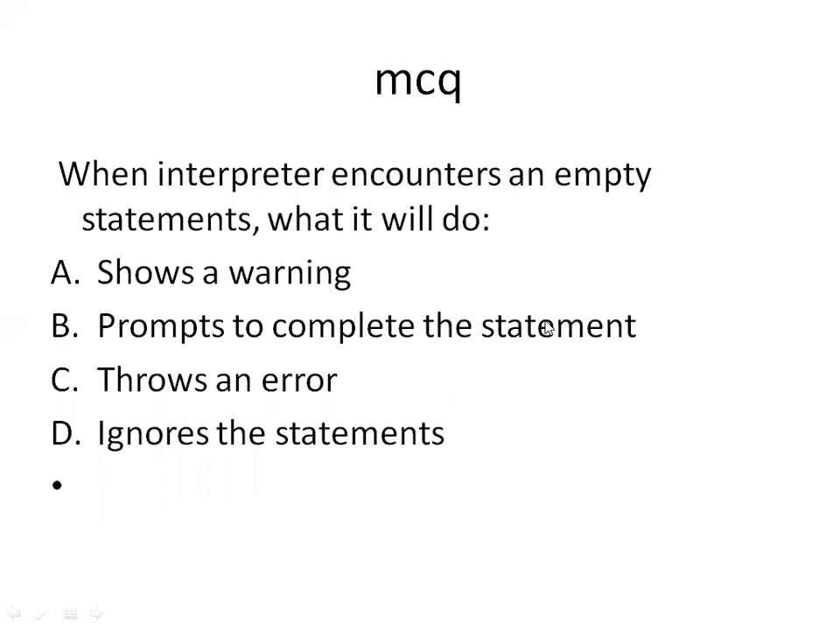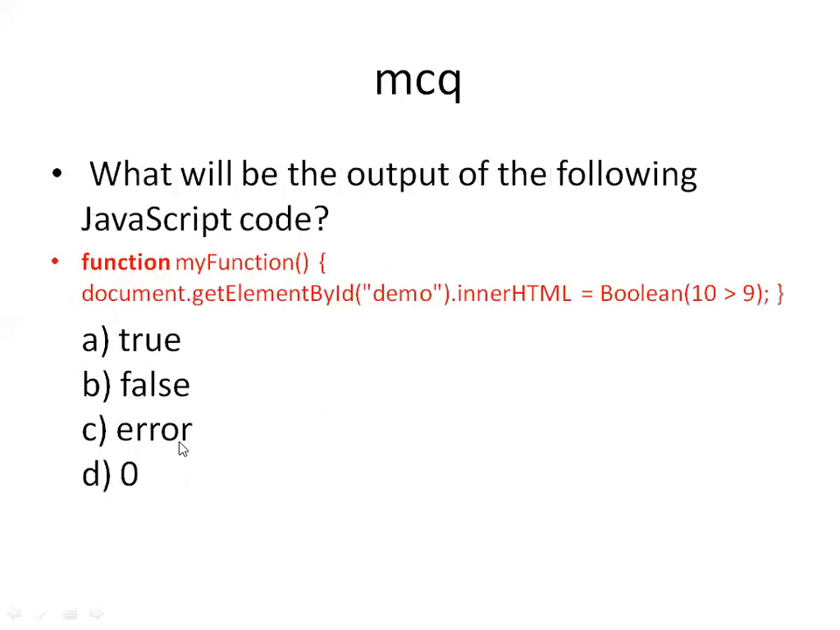Let me see some MCQs related to this. When the interpreter encounters an empty statement, what will it do? Option A, shows a warning. Option B, prompts to complete the statement. Option C, throws an error. Option D, ignores the statement. As we all know, JavaScript is an interpreted language. So when JavaScript encounters an empty statement, definitely it will ignore the statement. Option D is the correct answer.